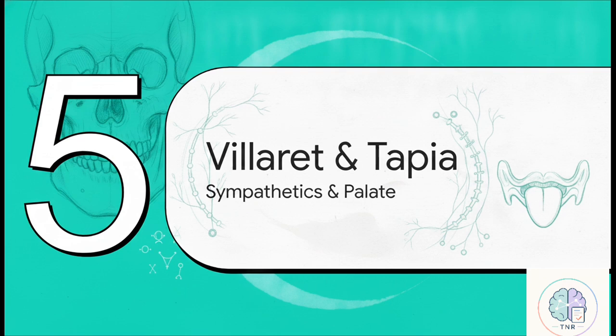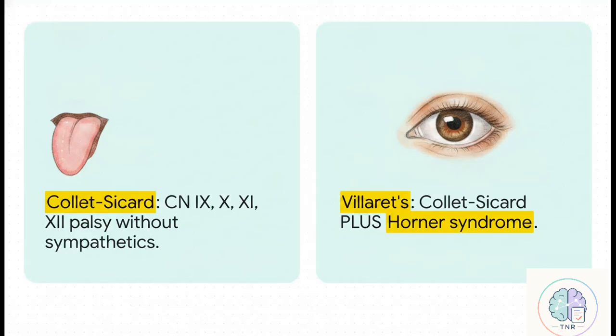Let's set up a direct comparison to introduce these next two eponymous conditions. Let's see how this builds through direct comparison. On one side, we have Collet-Sicard. That's nerves 9, 10, 11, and 12. On the other side, we have Villeret syndrome. As you'll see, Villeret is literally just Collet-Sicard with the addition of sympathetic dysfunction, meaning, on top of everything else, the patient also presents with Horner syndrome.